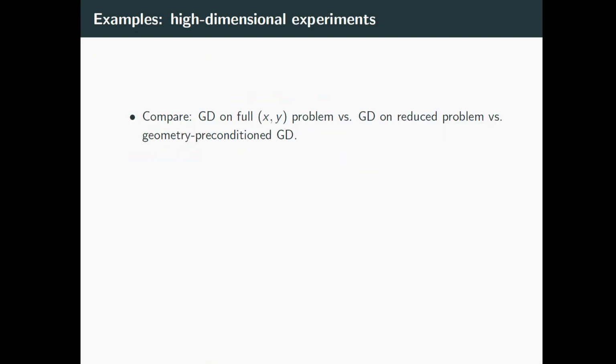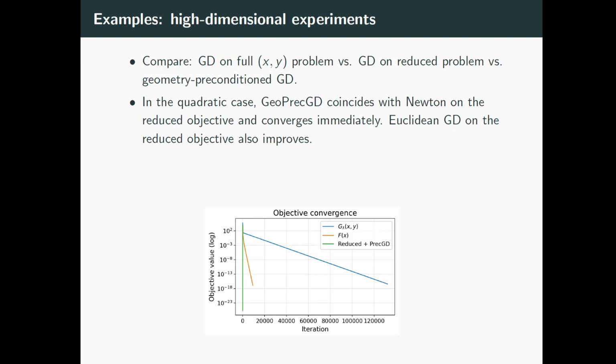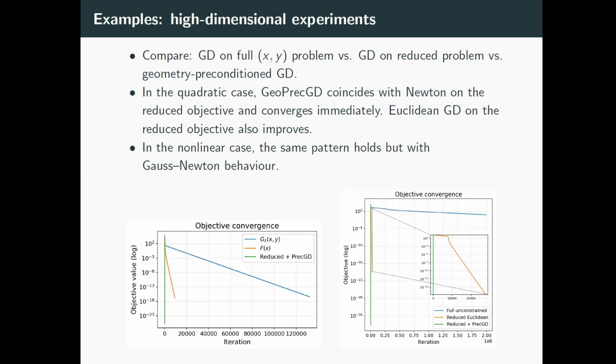We compare three things: gradient descent on the full problem, gradient descent on the reduced problem, and the geometry preconditioned version. In the quadratic case, the geometry preconditioning method coincides with Newton's method on the reduced objective and essentially jumps to the solution, and even Euclidean gradient descent on the reduced problem improves over the full problem. In the nonlinear case, we see the same pattern, but now it resembles Gauss-Newton. The geometry-aware version is clearly faster, and even the plain reduced version benefits from the improved conditioning. Outside these least-squares style settings, we're not doing Newton or Gauss-Newton, we only recover them when the structure matches.